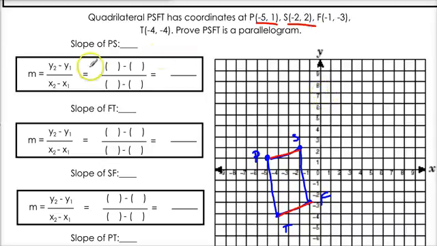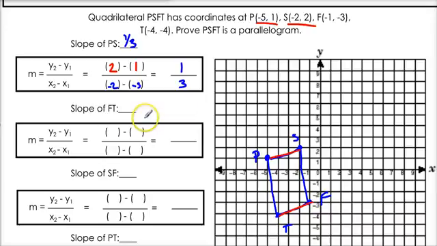So Y2 is 2. Remember that's Y2. Y1 is 1. X2 is negative 2, and X1 is negative 5. If you do 2 minus 1, you get 1. If you do negative 2 minus negative 5, let's see, you get 3. So the slope of PS is 1 over 3.